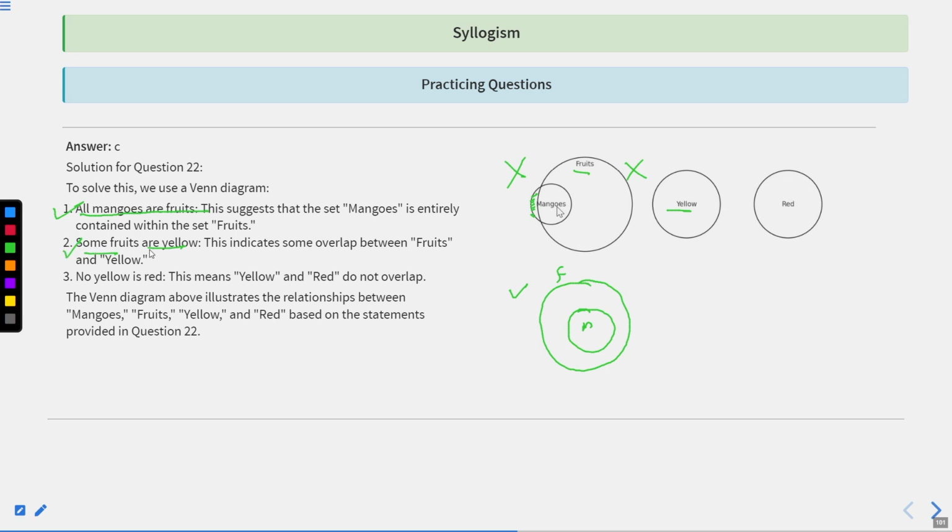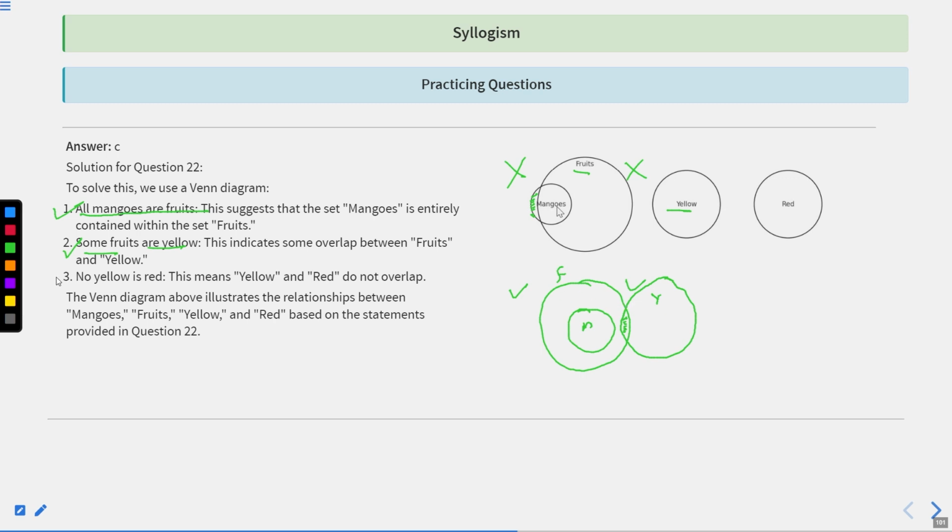Statement number 2 says some fruits are yellow. So some fruits are yellow. The diagram should have been represented in this manner, where yellow should overlap a certain portion of fruits. Now this particular Venn diagram is correct, which represents that some fruits are yellow.